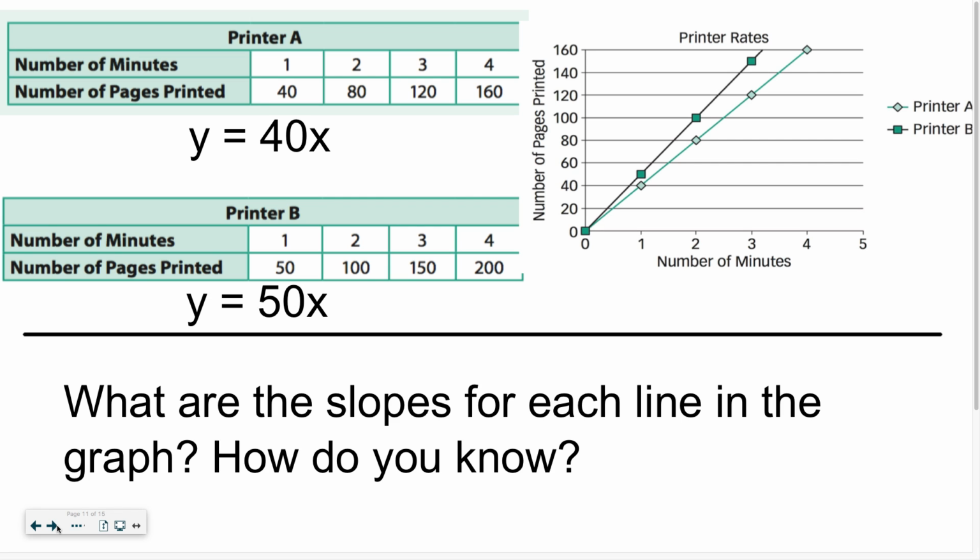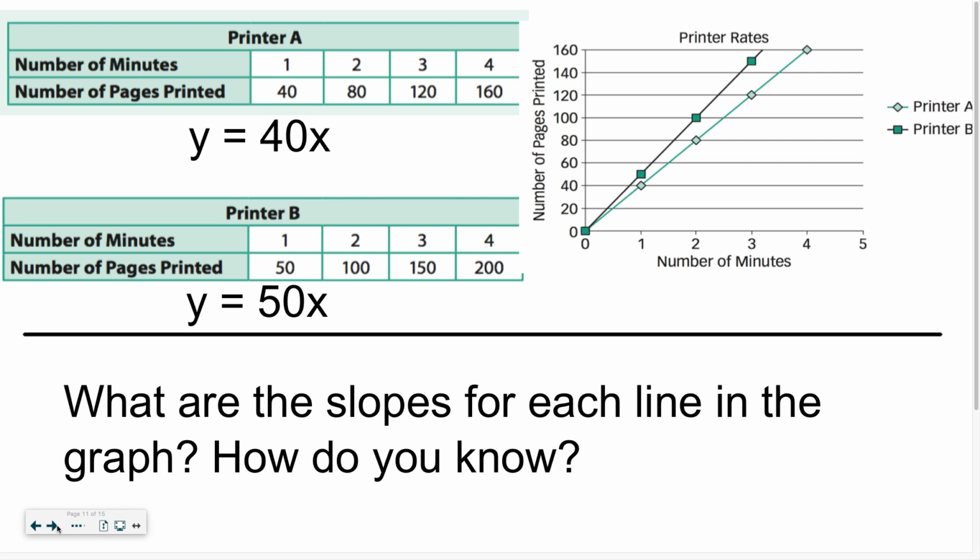So what are the slopes of these lines/relationships? For the first one, it's for every 1 minute, you print 40 pages. Good, so 40 would be the slope, increasing by 40 for every one.